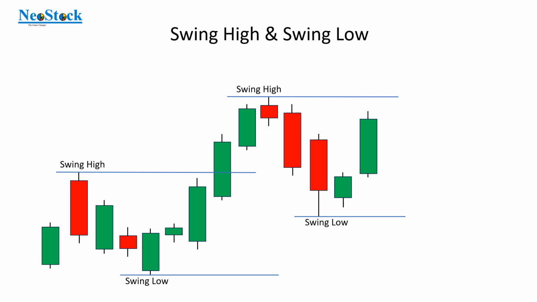In any swing, you have to find a swing high and swing low. That means that is the highest point during that swing or that is the lowest point during that swing. And this is the lowest point in the next swing and this is the highest point in the next swing. Now you need to compare one swing with another swing. Now compare this swing high and this swing high. Similarly, compare this swing low and this swing low.